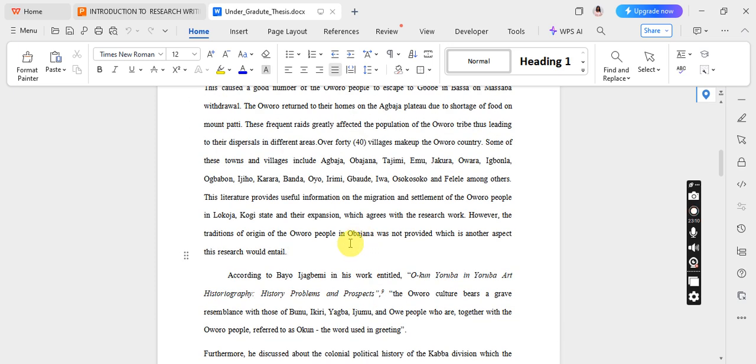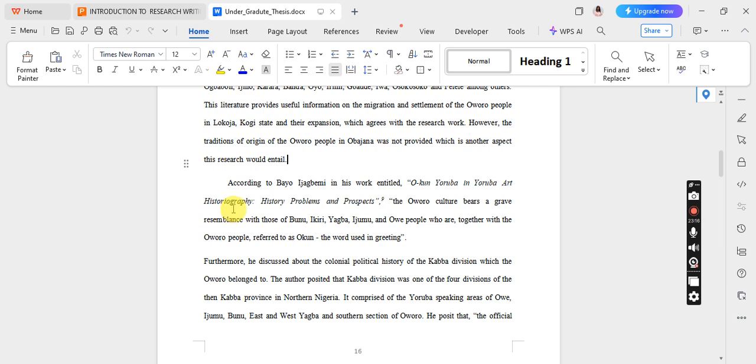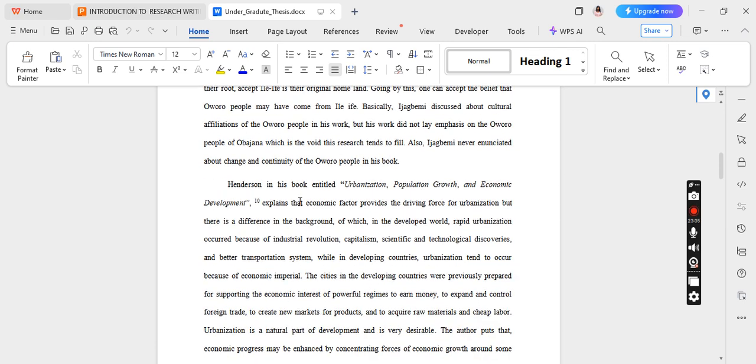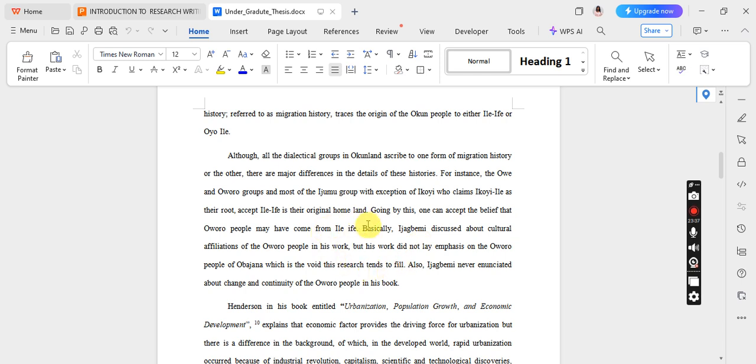Let's go to another review, about Bayo Ijagbemi and the work entitled The Okun Yoruba in Yoruba Arts, Historiography, History, Problems and Prospects. The Oworo culture bears a grave resemblance with those of Bono, Ikiri, Iagba, Ijumu, and the Ewe people, who are, together with the Oworo people, referred to as the Okun, the word used in greeting. So now, why is this man's work important to our work? Let's come here and see.